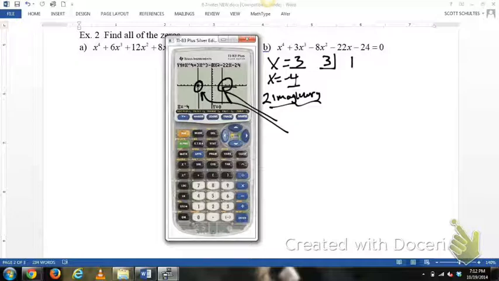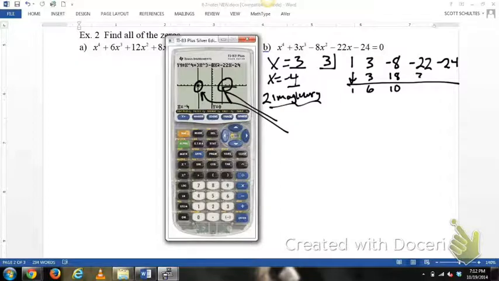1x to the 4th, 3x cubed, negative 8x squared, negative 22x's, and then a negative 24 was on the end. Now I drop down the 1, and I multiply by 3, I get 3. I add, I get 6. If I multiply that by 3, I get 18. And if I subtract 8, I get 10. If I multiply that by 3, I get 30. When I add, I get 8. When I multiply that by 3, I get 24. When I add, I get 0. By the way, you better get 0, because 3 is a 0. We should get 0 at the end.